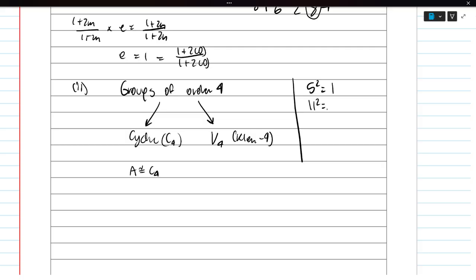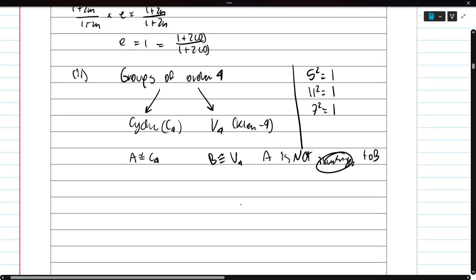Then 11 squared is 121, modulo 12. That's going to be, let me get my calculator. It's going to be again 1. Okay, and then 7 squared is 49, which modulo 12 is 1 because 48 is a multiple of 12. So yes, B is isomorphic to V4. That means A is not isomorphic to B. Pretend this says isomorphic.